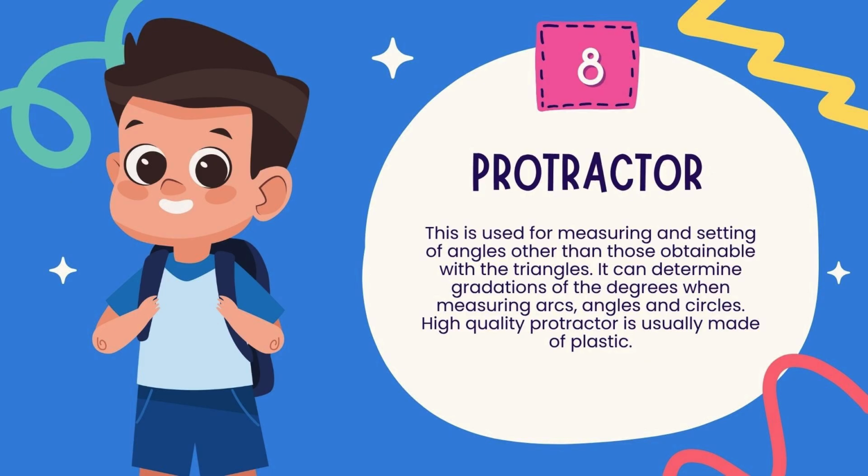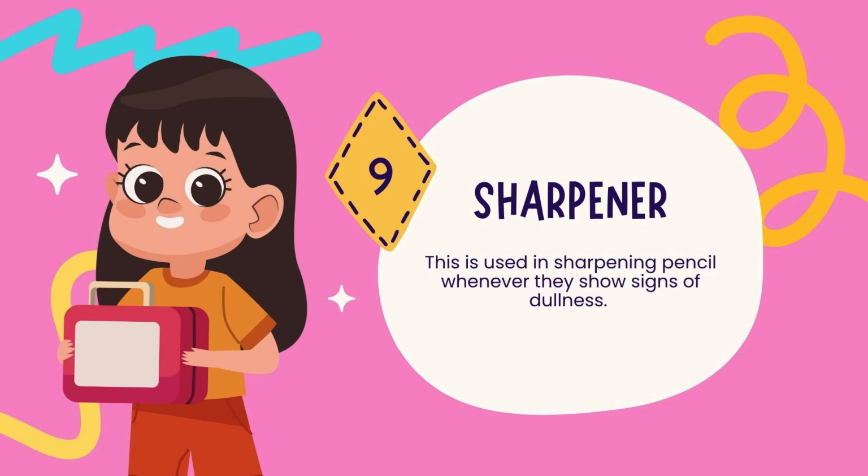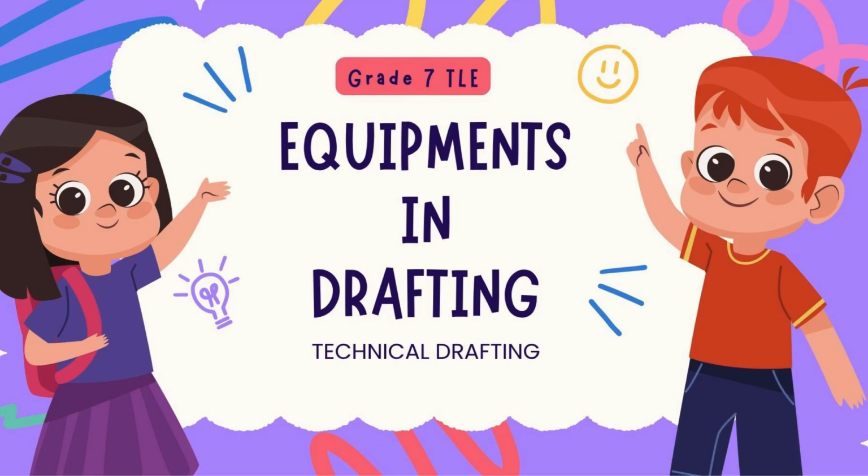In summary, the protractor contributes to the precision, clarity, and reliability of technical drawings by enabling exact measurement and construction of angles. Sharpener. This is used in sharpening pencils whenever they show signs of dullness. Now that you know the different tools in technical drawing, let's move on to the next topic.